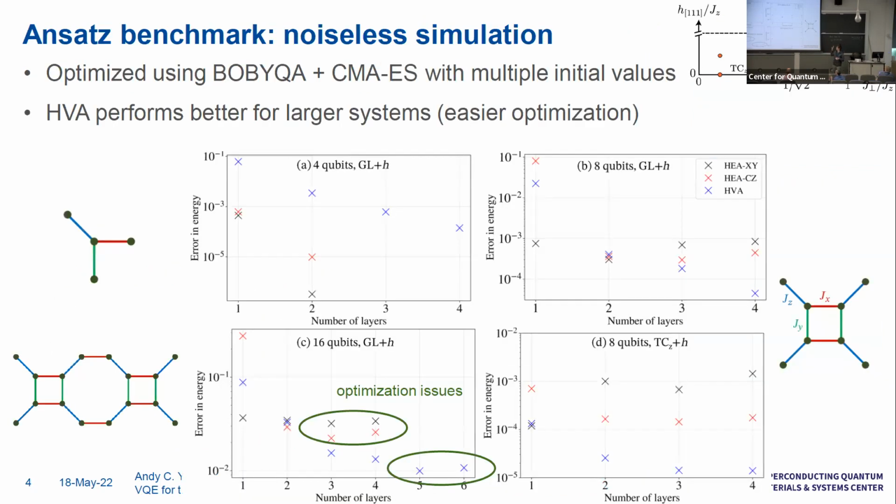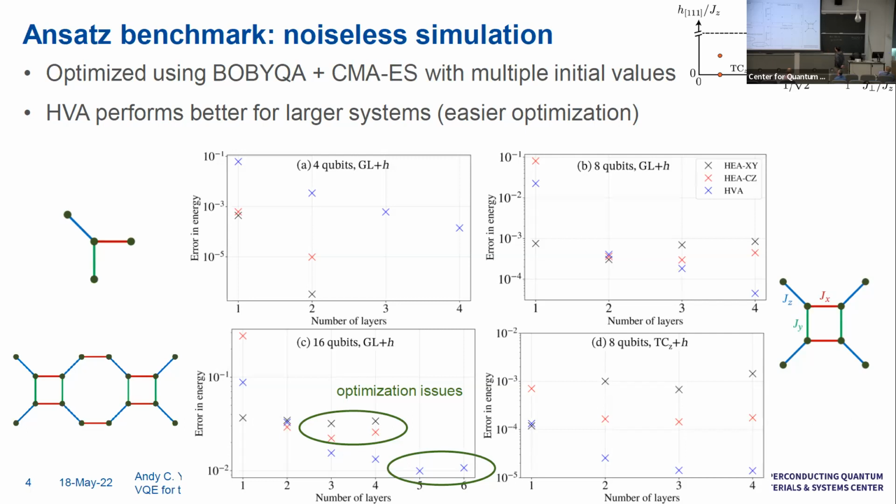Okay, so what I'm showing here is basically a noiseless simulation. We want to benchmark how two of these ansatzes will work. So we actually use BOBYQA and CMA-ES together with multiple initial values so that we can better get a theoretical minimum of the variational ansatz. But we can see that probably there is still some optimization issue that we have to be careful about. Nonetheless, what we're doing here is that first of all we're trying different numbers of qubits. We start with 4 qubits, and then we have two examples of 8 qubits with different parameters, and then we also have a 16 qubit example that we apply HVA on.